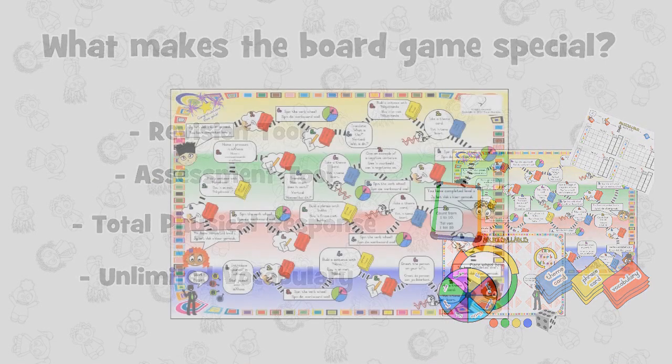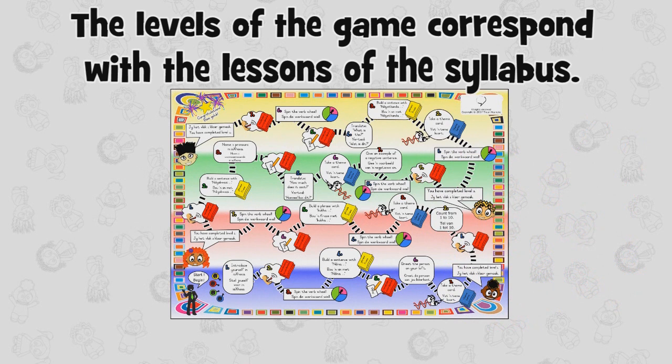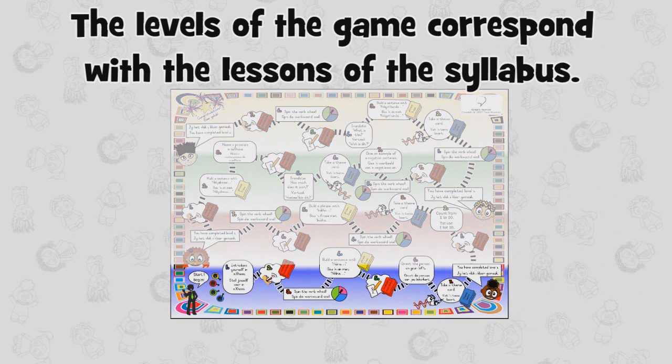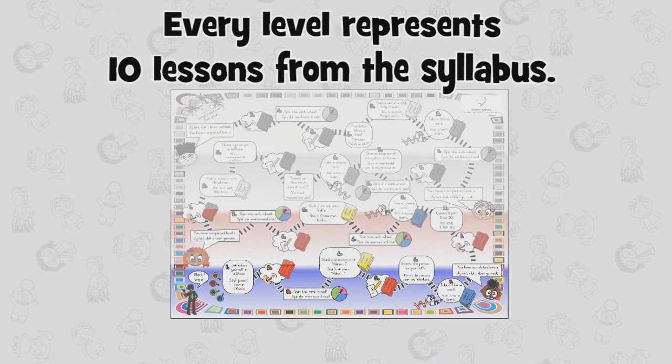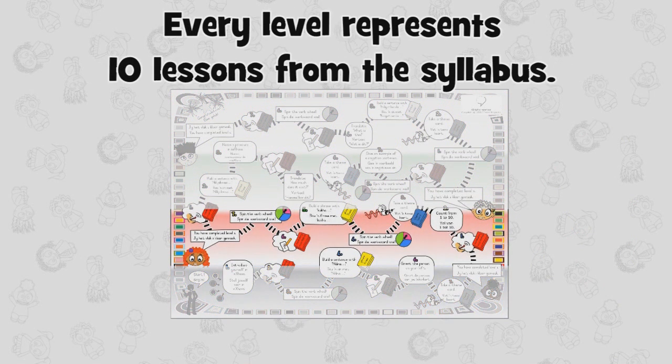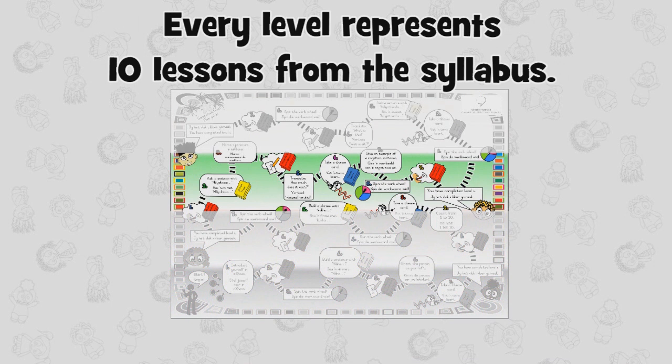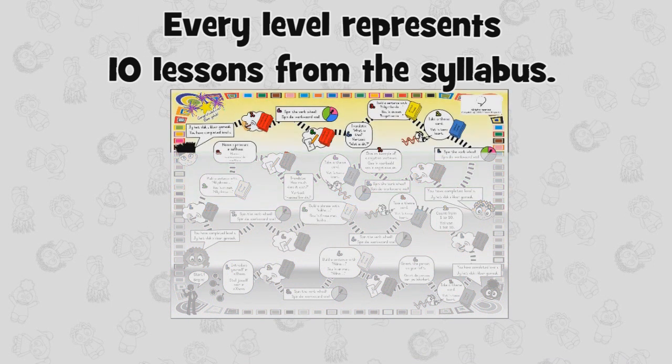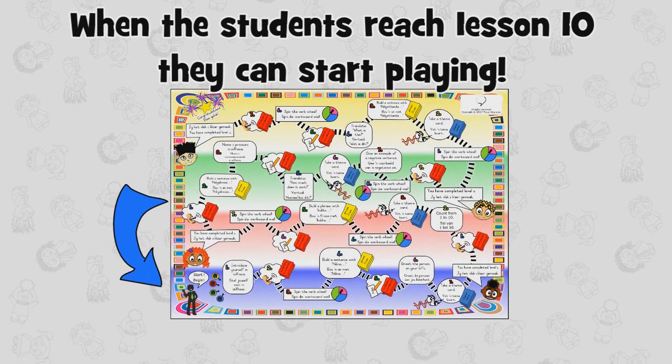Finally, you will see that the 4 levels of the board game correspond with the 40 lessons of the syllabus. In other words, every level of the game represents 10 lessons of the syllabus. Once the students reach lesson 10 in the syllabus, they can start playing the board game and start revising the language learned.